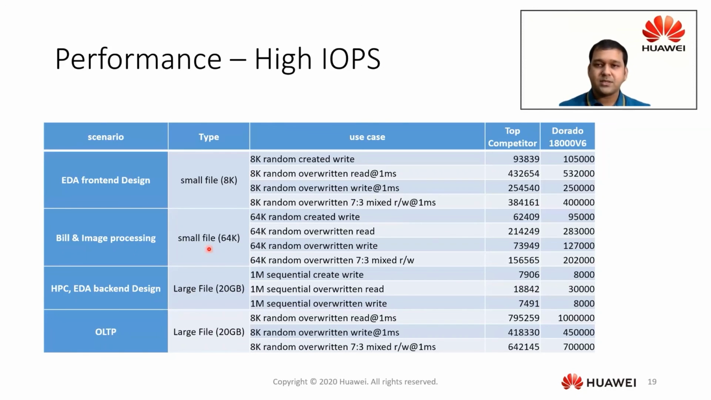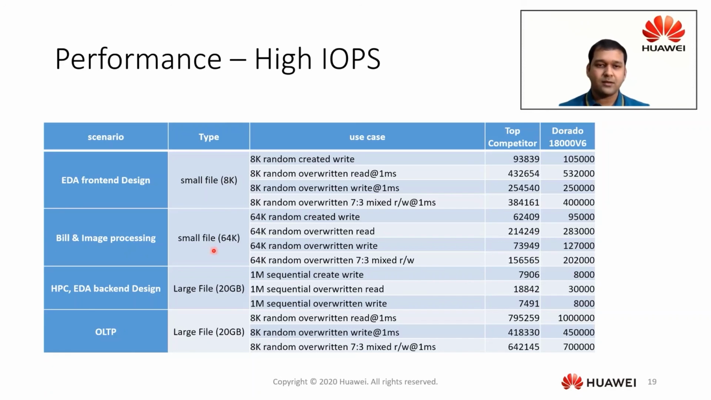We have another product, which is the Dorado, which is a scaled up device. So for really high performance on high IOPS, really low latency, this is the right device for you. So we compared our performance against another top vendor that has really good numbers with high IOPS. We ran different scenarios. So here on the left, you can see the EDA front-end design workload. This run comprises of small file workloads, which are 8K in size and are fairly random, both in terms of creates, reads, and writes. Then the second test we did was the bill image and processing kind of workload.